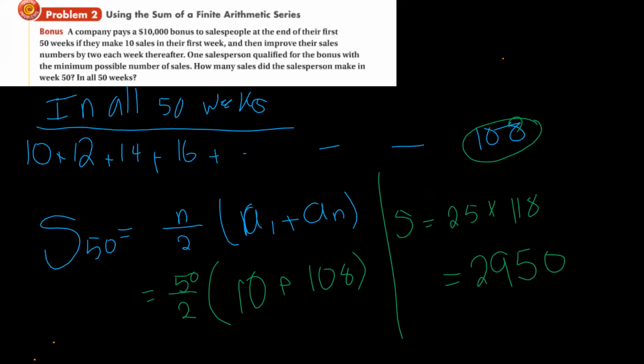But if I'm asking you about the total of his scores, you will use S sub n, the summation of the series. Here it's also the same. How many sales did the salesperson make in week 50? That means only in week 50, that means a sub 50. And how many sales did he make in all 50 weeks?